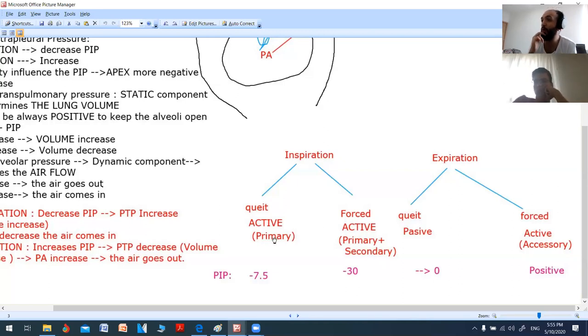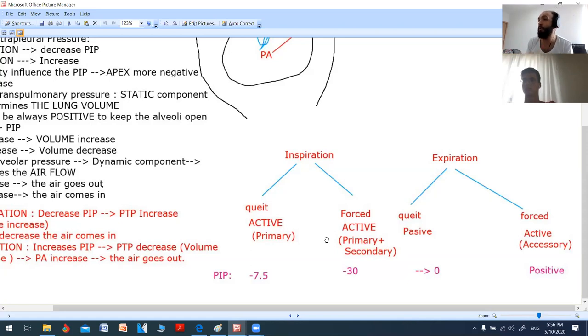Now, can I do a forced inspiration? Yes. So do I activate the primary muscles, the diaphragm and intercostals? Yes, I do. But I also activate other muscles called what? Secondary muscles like scalenes and SCM, the sternocleidomastoid muscle, and anterior serratus. Those are called secondary muscles. So secondary and primary muscles are activated when we have forced inspiration.